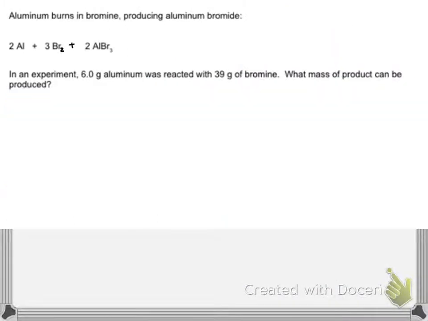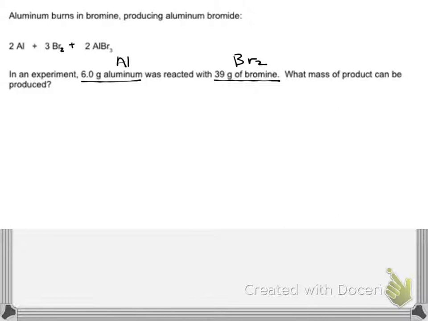Your second example, aluminum burns in bromine producing aluminum bromide. It gives you the balanced equation. I'm just going to kind of get you started, but you should be able to follow the last one to solve this one. So you've got your 2 reactants, aluminum and bromine. Remember, this is your Al, this is your Br2.